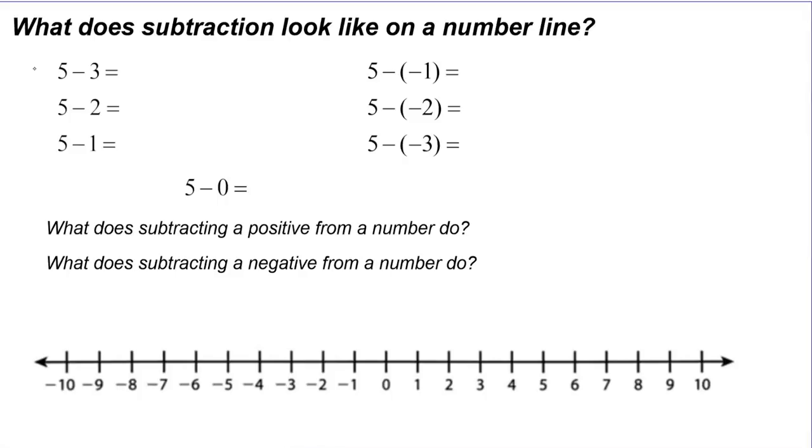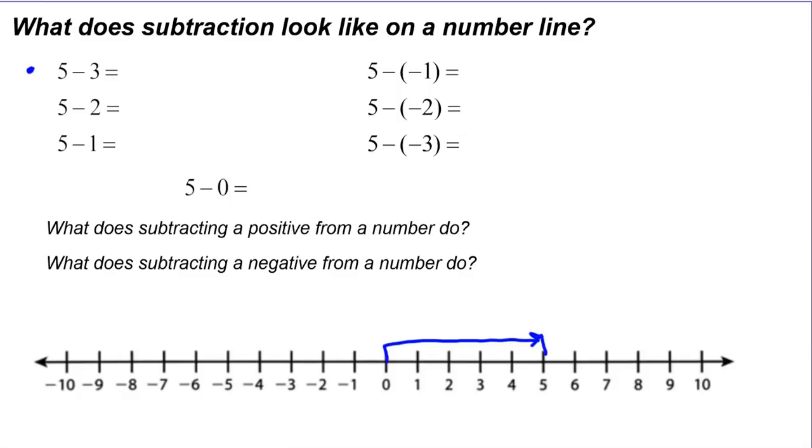So I'm going to start with this one right here, 5 minus 3. Very basic problem, but I just want to show you what that looks like on the number line so we can start to see a pattern here. So I'm going to start with 5, so I'm going to get my number line over here to 5, and then I'm going to subtract 3.